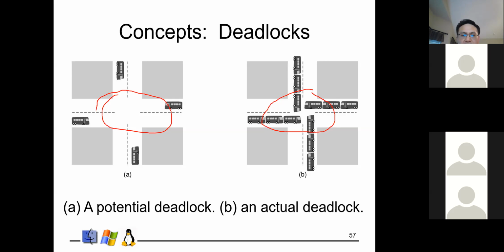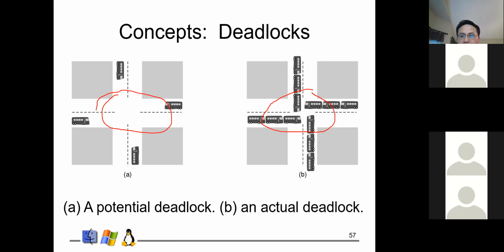First, the shared resource. You can see here the intersection is the shared resource. That resource has to be mutually exclusive for all these vehicles to access, right? So you have mutually exclusive shared resources that are being accessed by multiple processes, in this case, multiple vehicles.